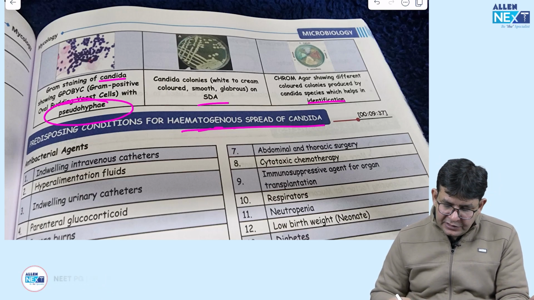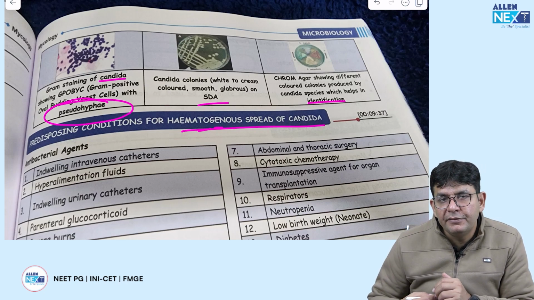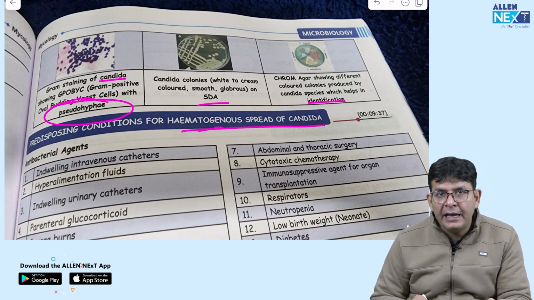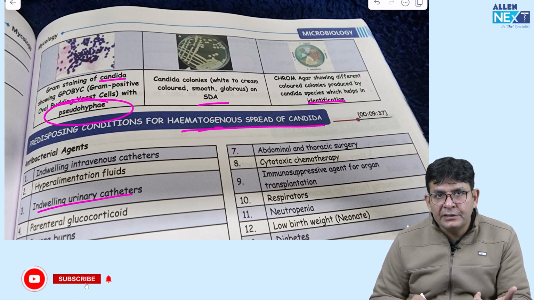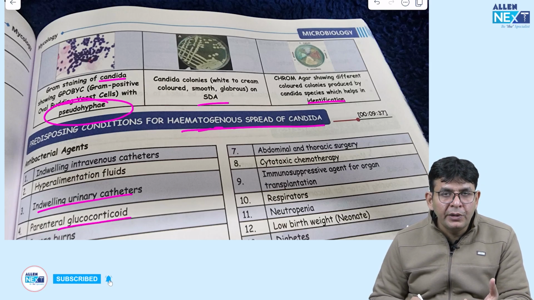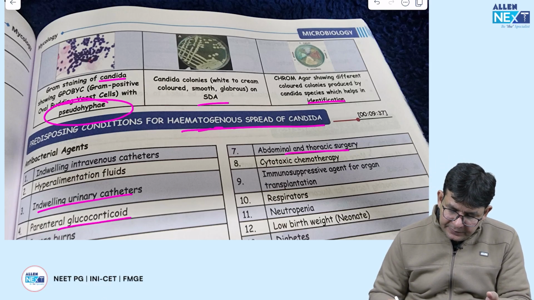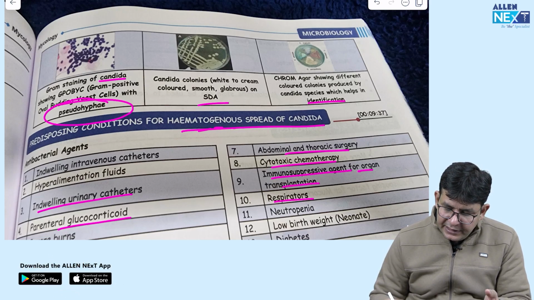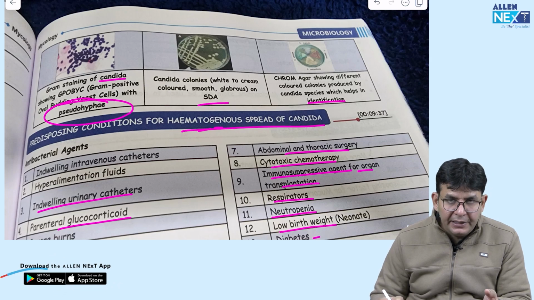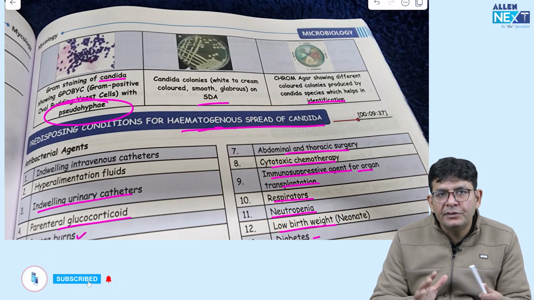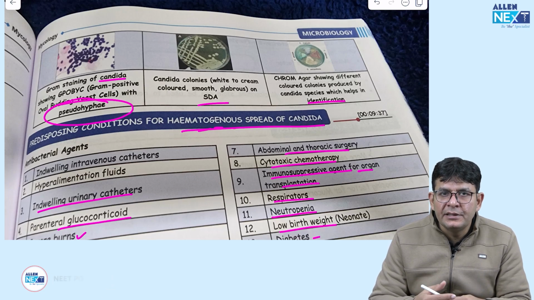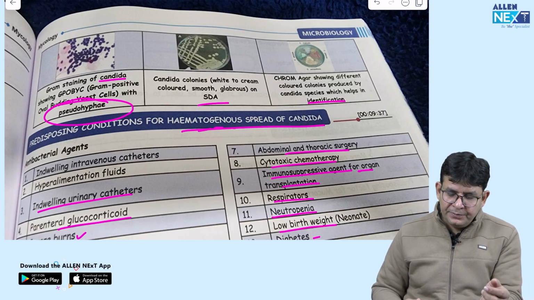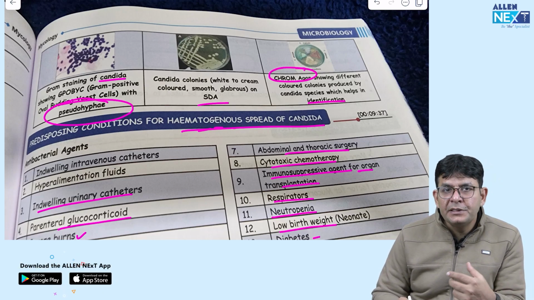So these are the conditions in which Candida infection happens. They predispose to candidiasis: intravenous catheters, hyperalimentation fluids, indwelling urinary catheters, parenteral glucocorticoids, abdominal thoracic surgery, cytotoxic chemotherapy, immunosuppressive agents for organ transplantations, respirators, neutropenia, low birth weight, diabetes, along with burns. These conditions all predispose to what? Candidiasis. And this was asked in the AIIMS exam. And this is the chromagar which is used for speciation.